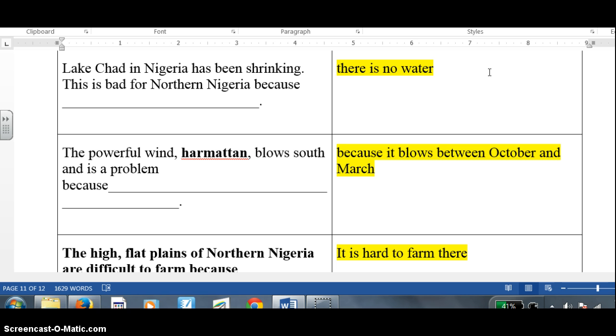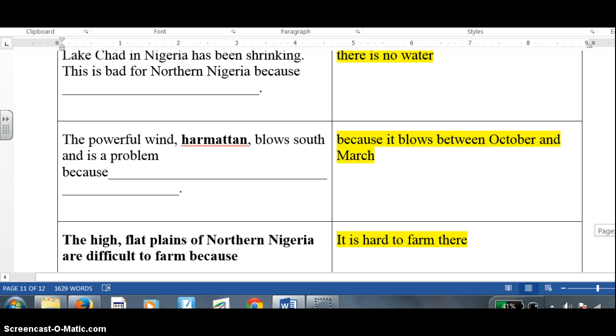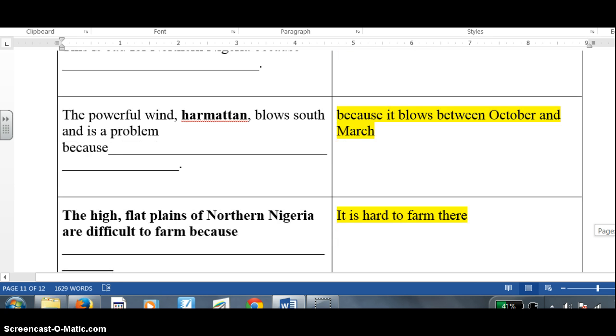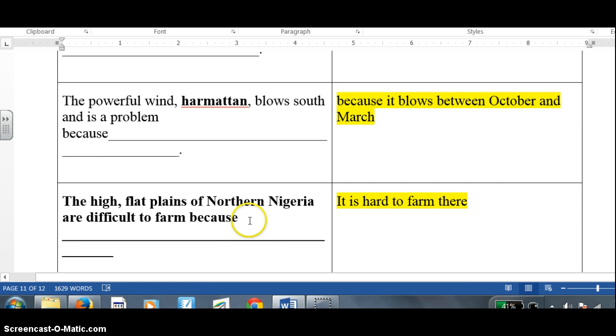Then I let him try the next one on his own. The powerful wind Harmattan blows south and is a problem because, and he wrote down that it blows between October and March, so clearly the comprehension, I'm not sure if that's a comprehension issue or if it's just, again, the writing. And then we tried, because my EA and I just came up with these frames together. The high flat plains of northern Nigeria are difficult to farm because it's hard to farm there, is what he wrote.